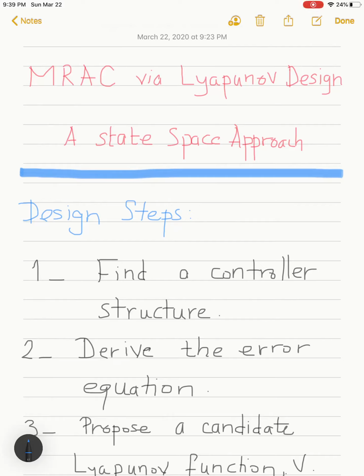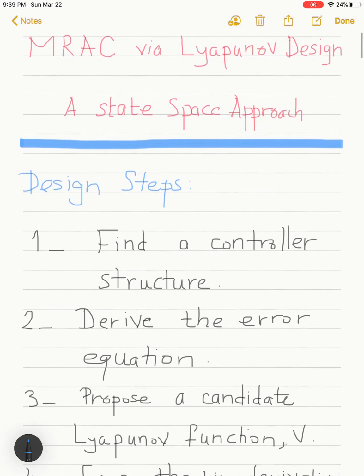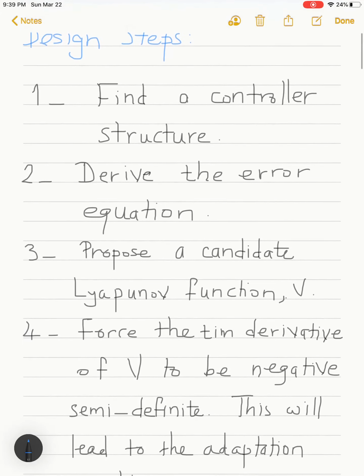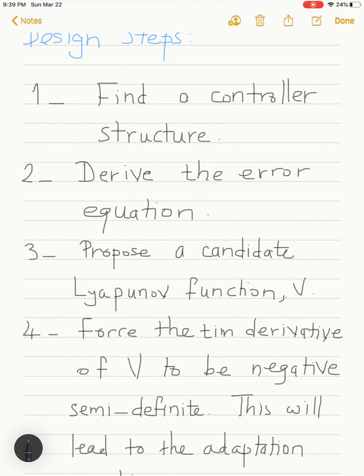Welcome everyone. This is another piece of the lecture on model reference adaptive control. In this piece of the lecture, we are going to talk about a design based on state space models. However, the design steps that are shown here are actually general. They are used for different types of designs based on the Lyapunov approach.